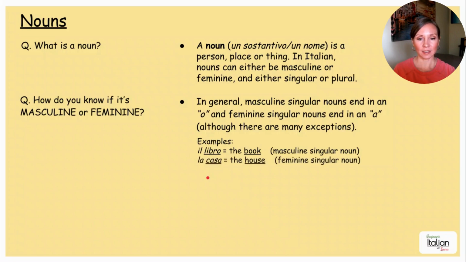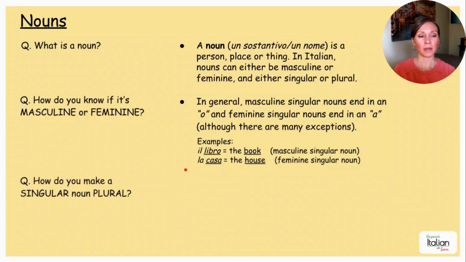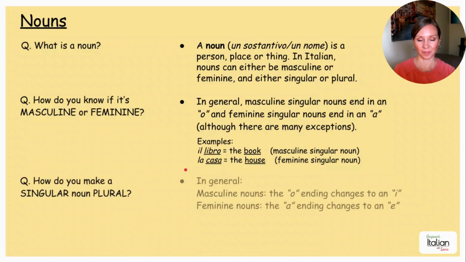La casa, the house, is a feminine singular noun, and you can tell because it ends in an A. There are some irregular nouns out there, so this won't always work, but for the majority of nouns, you can follow along with this. Okay, how do you make a singular noun plural?